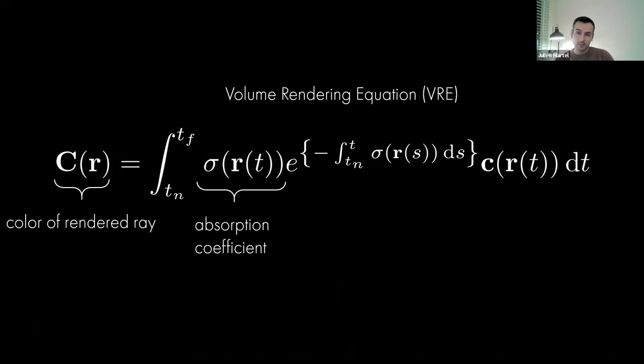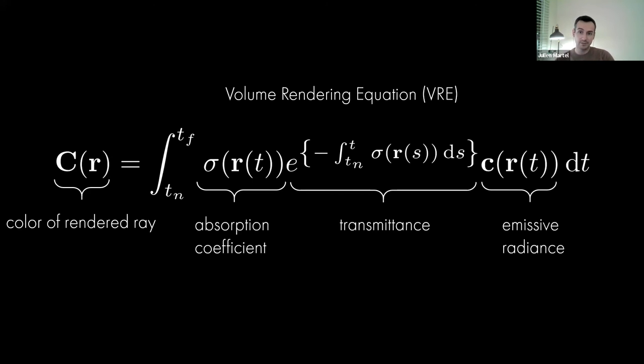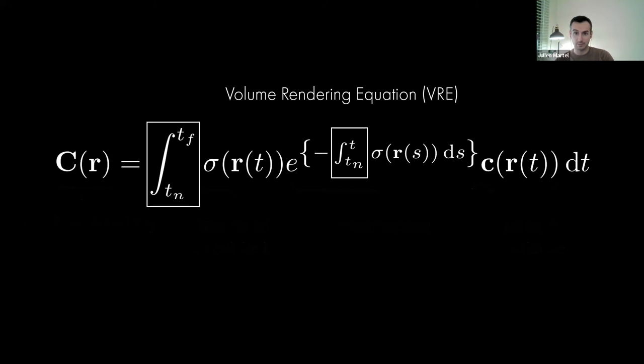So in the volume rendering equation, the color of the rendered ray is the integral between the near and the far plane of the absorption coefficient that is modeled by the transmittance. And the transmittance is simply the exponentially decayed accumulated absorption up to that point. So this is exponential of minus the integral from the near plane to the point you're considering of the absorption of the medium at that point, multiplied by the eventual emissive radiance of the medium.